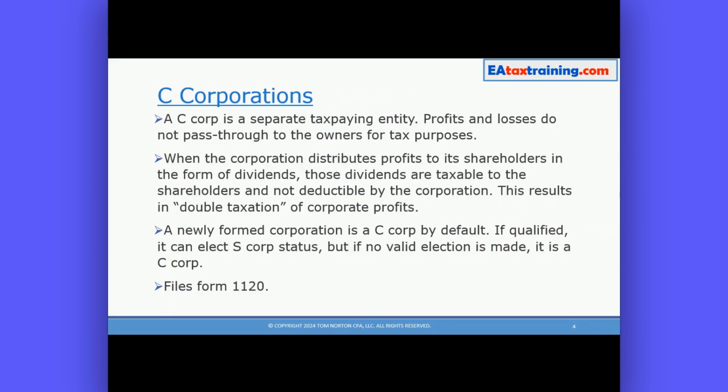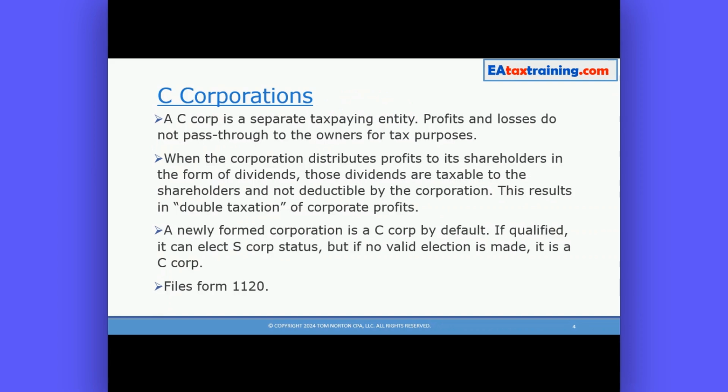So talking about C corporations in general, kind of a recap of what we've said before. A C corp is a separate tax-paying entity. Profits and losses do not pass through to the owners for tax purposes. So most of the other entities we're dealing with, the owners pay tax at their own tax rate on their own tax return. If they're individuals, it would be on their 1040.